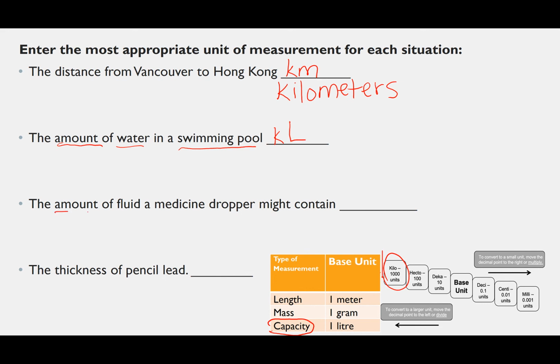Now this one, the amount of fluid in a medicine dropper. Once again, this is capacity because it is asking for the amount of a substance in an object, this medicine dropper. So a medicine dropper is something that is very small. So we're probably going to want to use the very end of our ladder, which would be in milliliters.